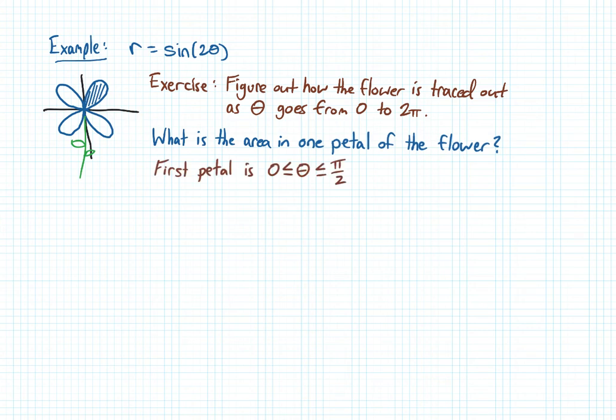So the first thing to think about is, what is the theta range that covers that part of the curve? And of course, that's related to the exercise I gave you, but I think you can sort of see that the first petal gets traced out as theta goes from 0 to pi over 2.